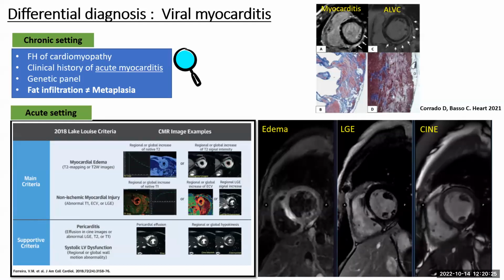Another mandatory differential is viral myocarditis that, as everybody knows, presents in two different scenarios. In a chronic setting, we should rely on clinical and family history for the differential. It is unlikely, for example, to encounter significant amounts of scar without the clinical history of a past episode of myocarditis. Of course, genetics could help, and also the presence of fat infiltration, as we just saw. In the acute setting, we can use the well-known Lake Louise criteria for the differential diagnosis, but as we are going to see in the next slide, this could still be hard, especially in the COVID time.